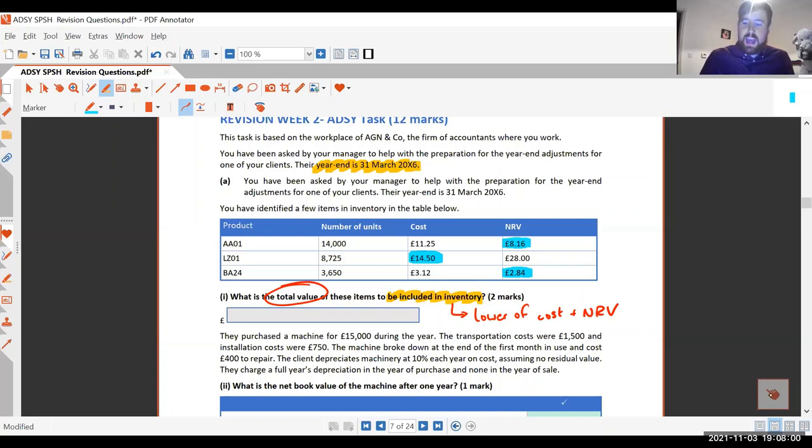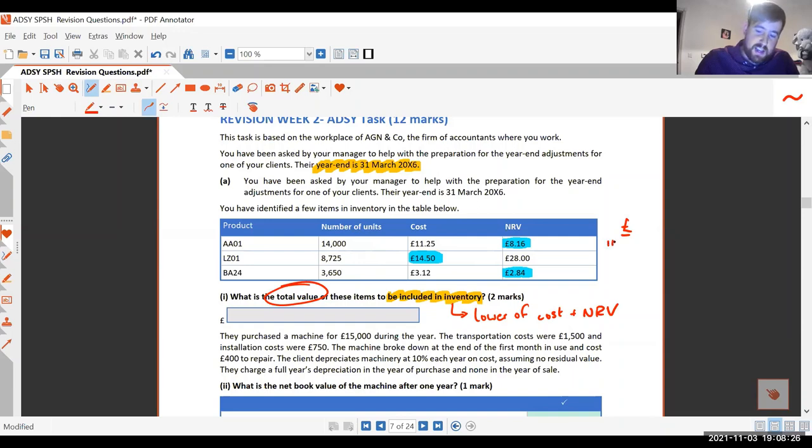Okay, hopefully everybody's happy with what we've selected out here. All that remains at this point is a little bit of arithmetic, just to come to our total value down at the bottom. We've got the valuation of each individual product now. All we need to do is apply this to the number of units that we've got. So it's just a case of multiplying these through to give us our overall valuation.